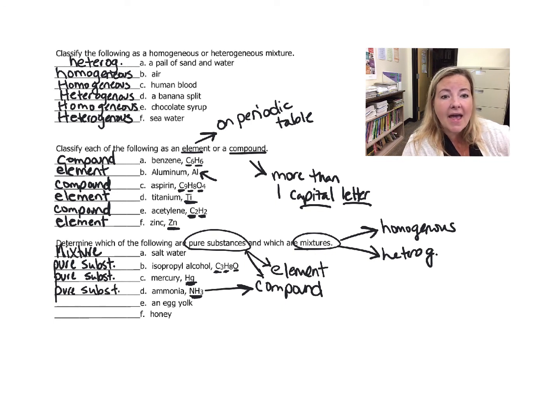Letter E, an egg yolk. Now, if you think about an egg yolk, you probably think, oh, there must be a lot of different stuff in there, which is true. You've got protein in there, you've got fats in there, all kinds of different compounds. So that is going to be considered a mixture. And the same goes for honey. Honey's got a lot of different compounds mixed all into it. Some sugars, some water in it, so many different things. So that would be classified as a mixture.